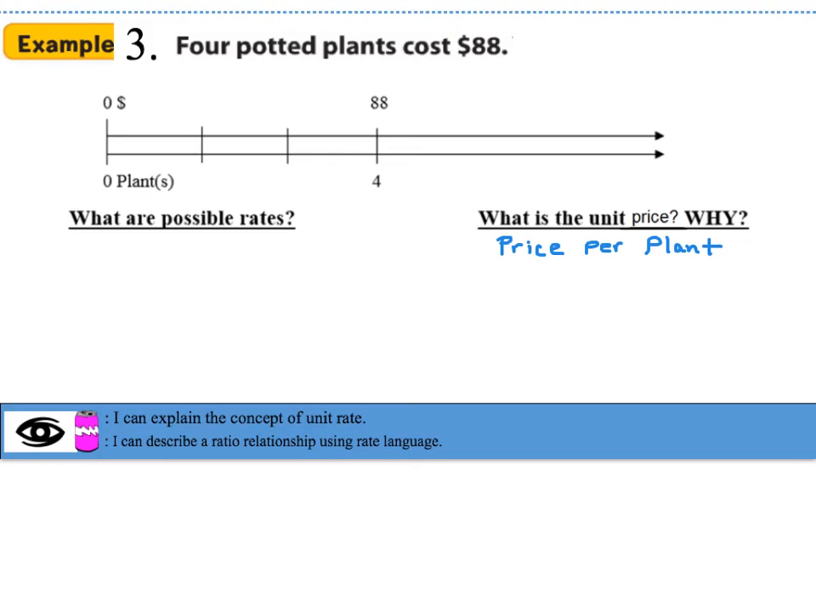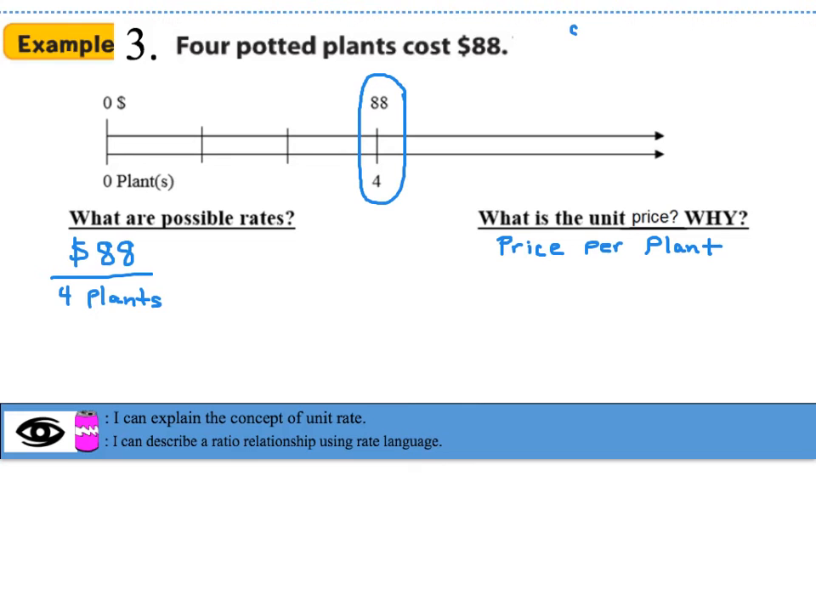So for example 3, it's saying that 4 potted plants cost $88. And we notice that money goes on top, so I put money on the top of my double number line, and plants are going to go on the bottom. So one rate would be $88 per 4 plants. I want to figure out what the unit price of this is. So I know that for the unit price, the bottom number needs to be 1.